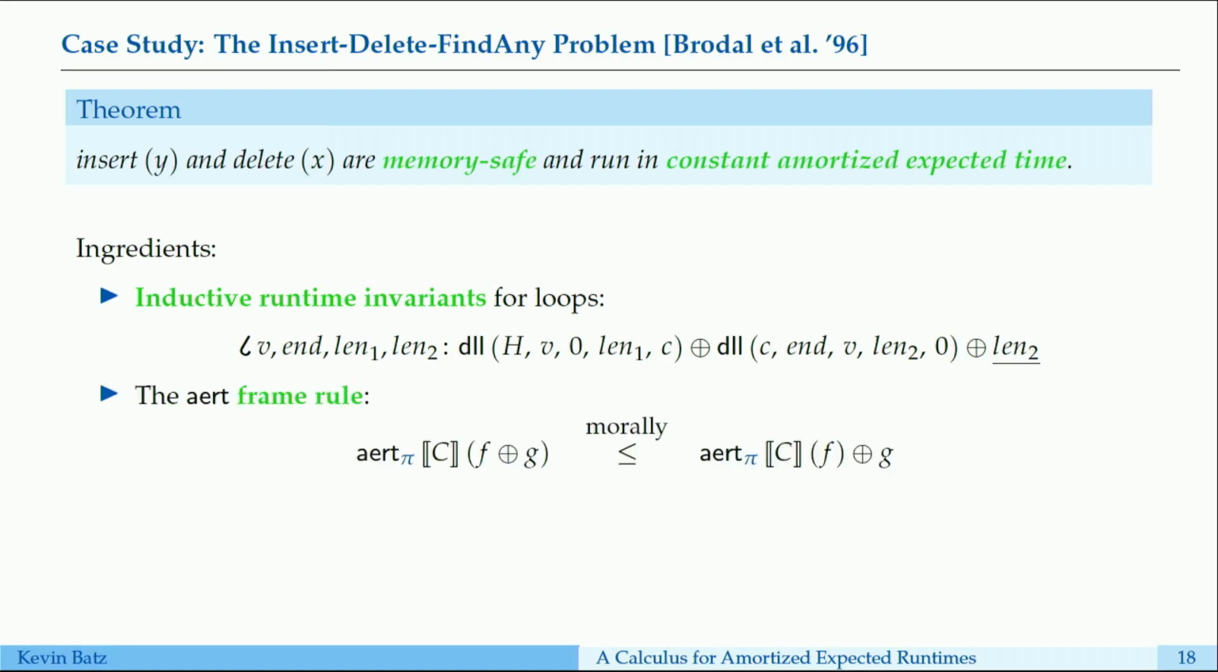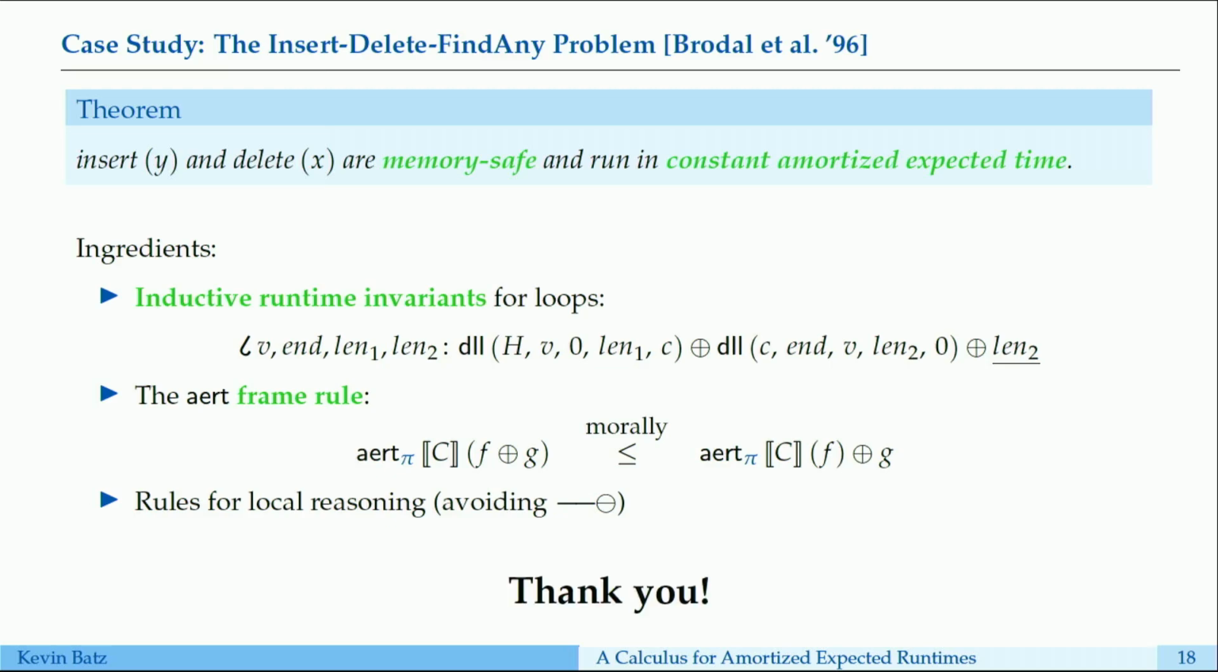Then we need the aert frame rule. I did not show you this, but the aert features a frame rule which, under the usual side conditions, basically allows you to frame away runtimes. And then we have some additional rules for local reasoning, in particular for avoiding this quantitative magic wand, which simplifies the reasoning a lot. And this concludes my talk. Thank you very much.